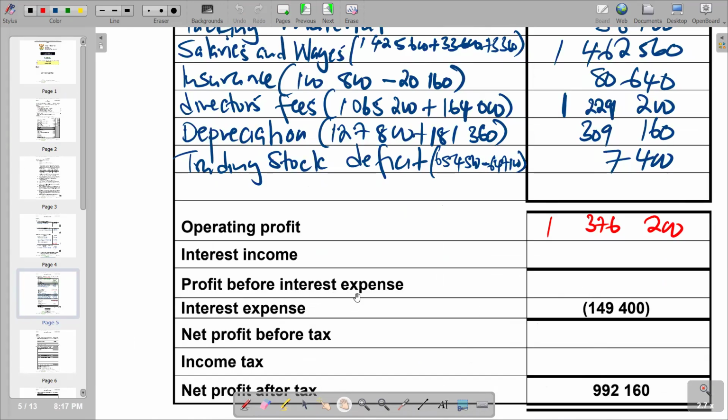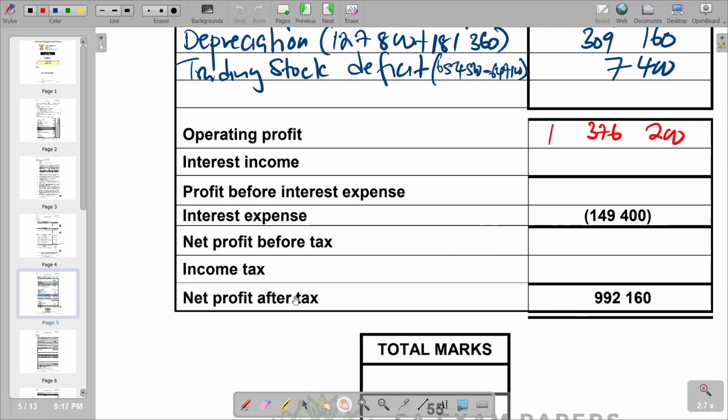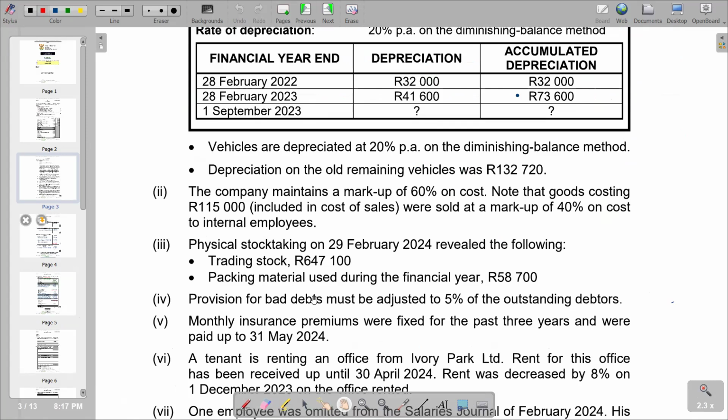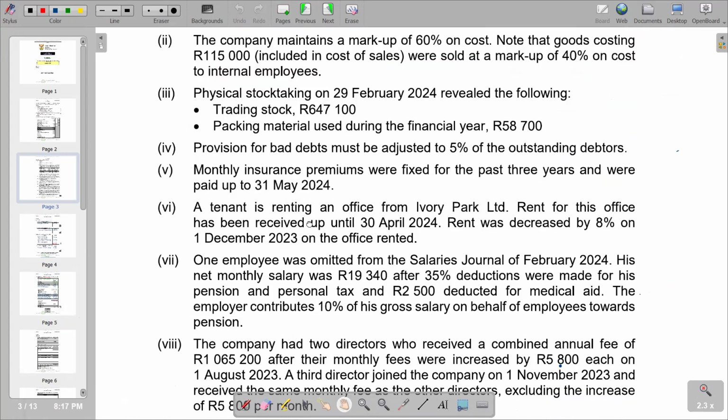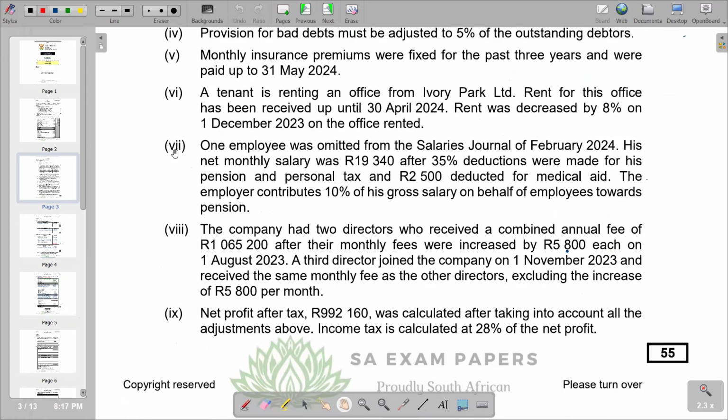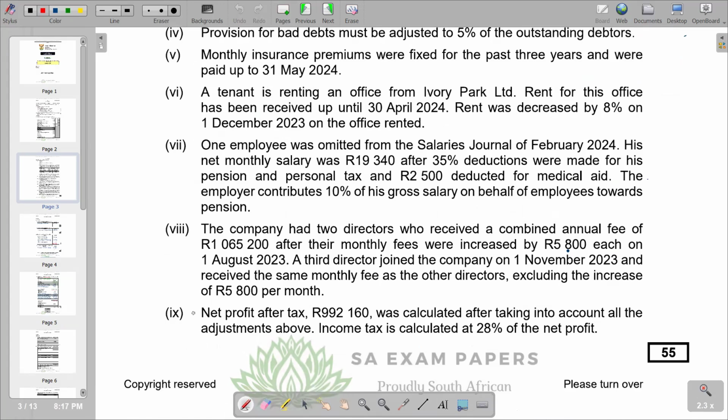Then we've got profit before interest expense. We cannot find it since we don't have interest income, but we're given interest expense. So if you go down, you'll see that we are given net profit after tax. Then we go to extra information to check any hint that can give us the missing figures. But if you go to the last item, item 9, net profit after tax 992,160 is the one that is pre-entered, was calculated after taking into account all the adjustments above. Income tax is calculated at 28% of our net profit.